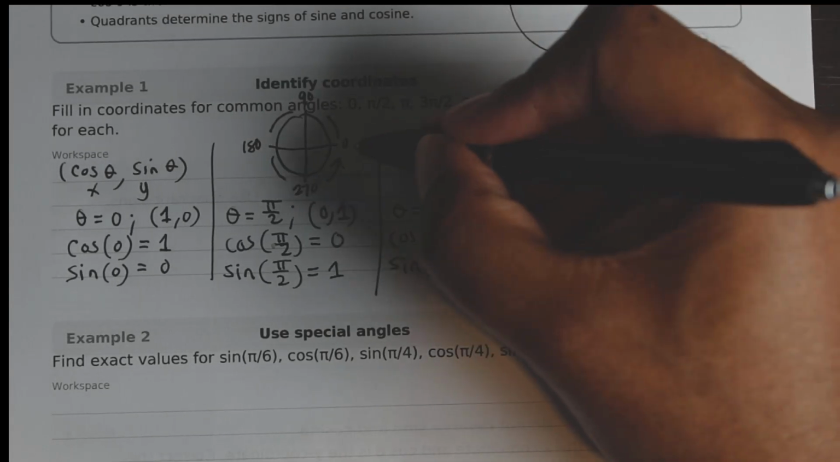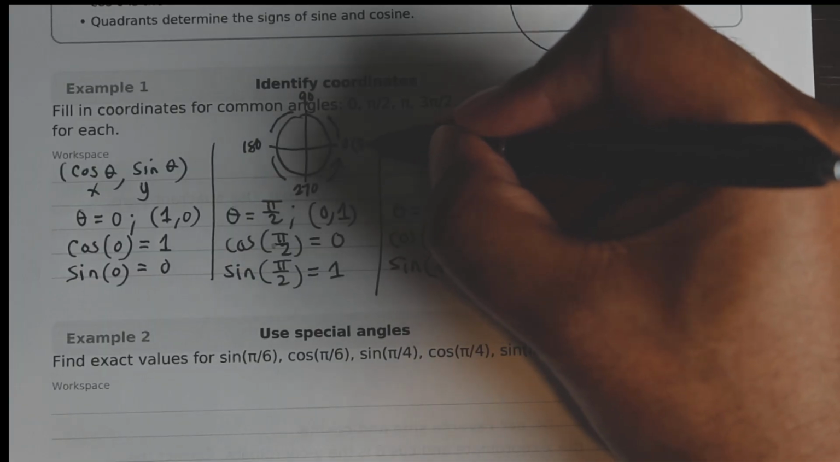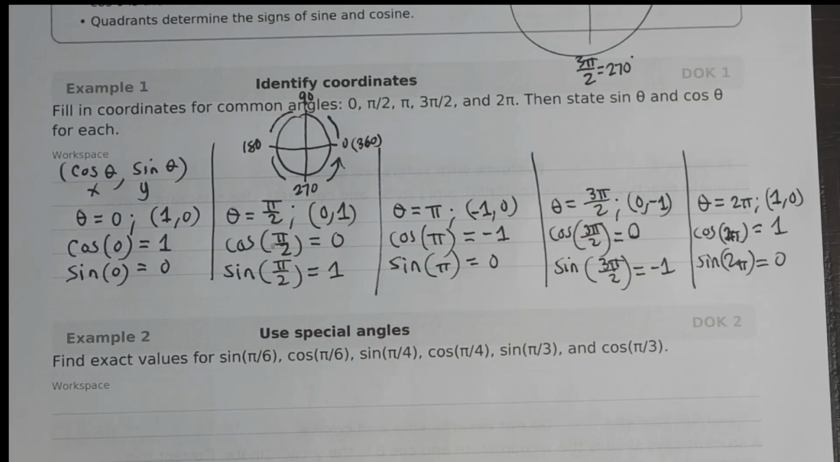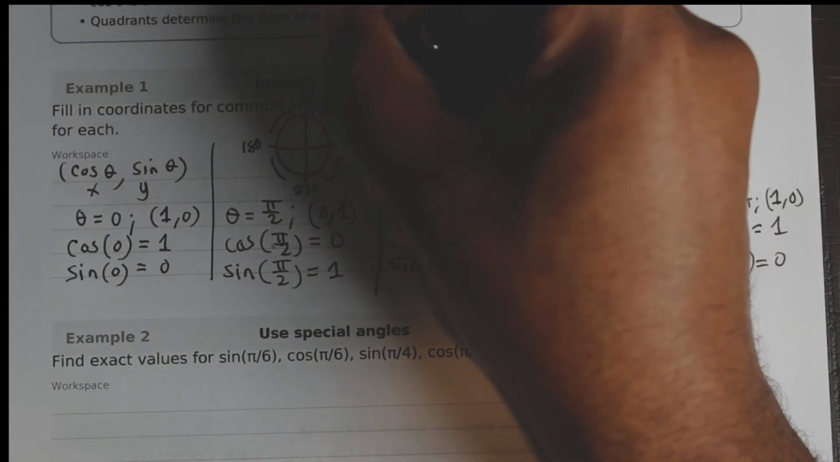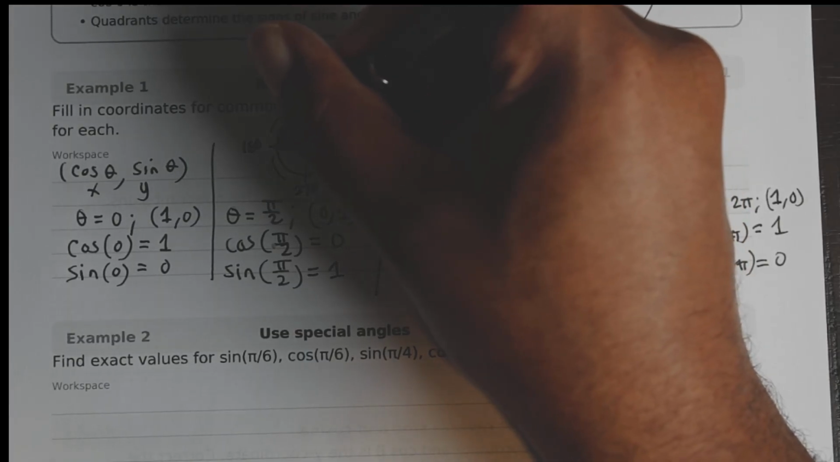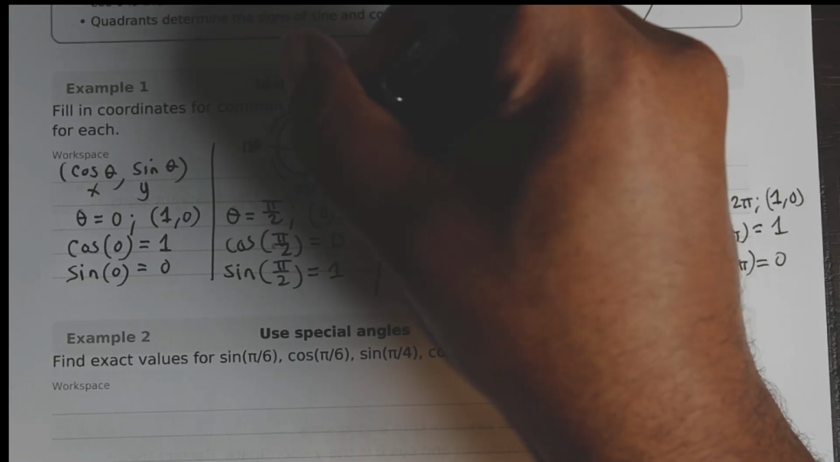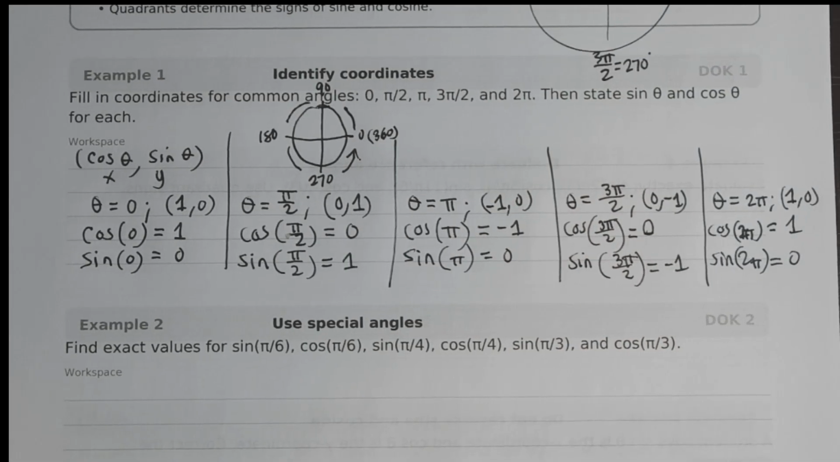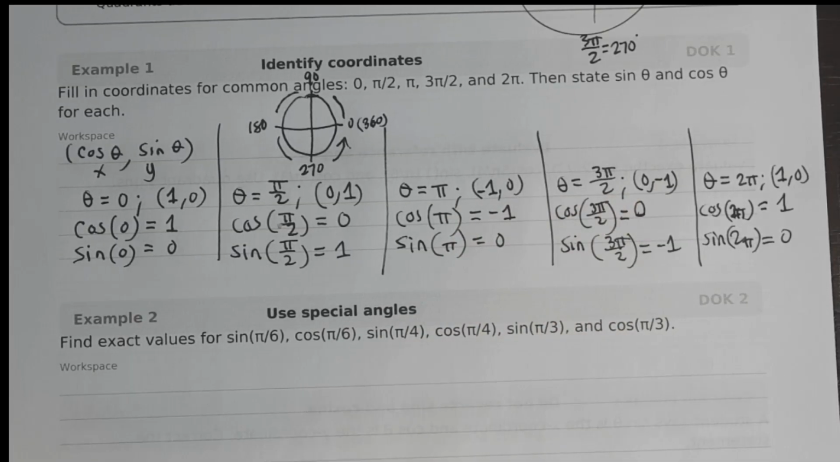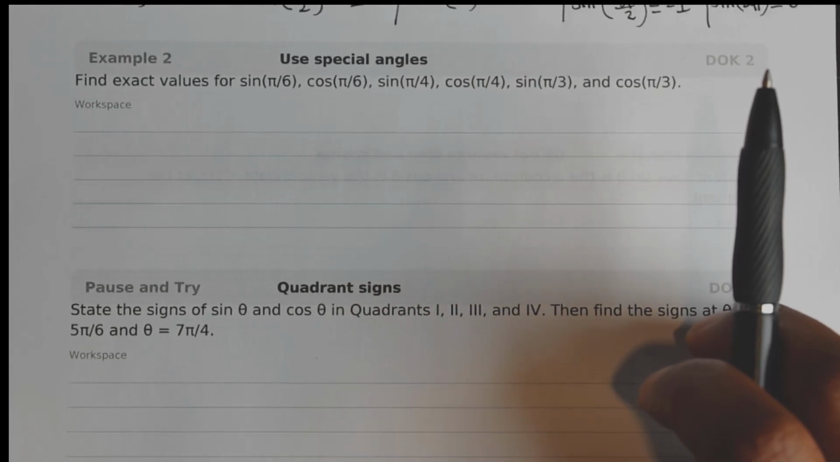Okay. Then, of course, that's a full circle, 360 degrees. Okay. Again, here, we would have 0. This would be 1. That would be -1. This would be -1. Okay. That's why we have this here, -1. All right. Let's continue. Example number 2.